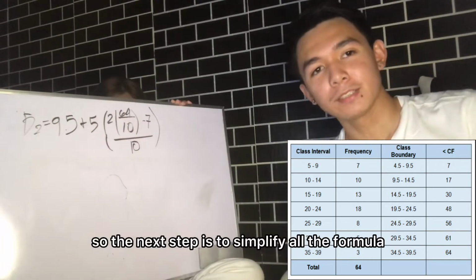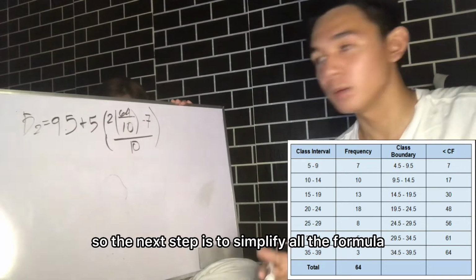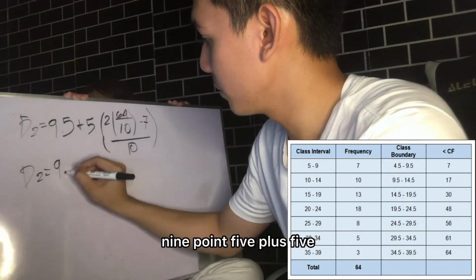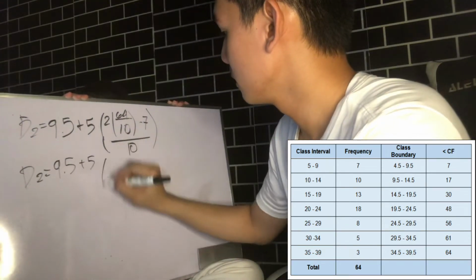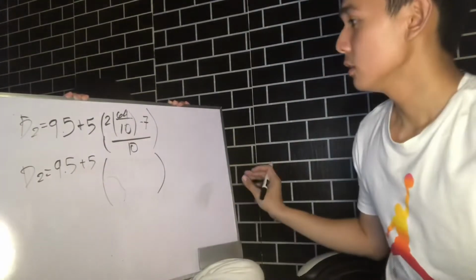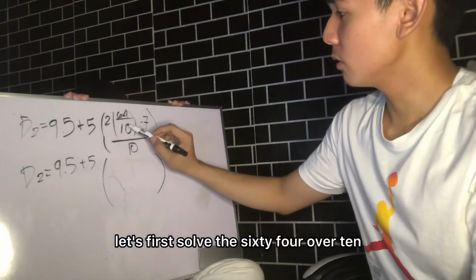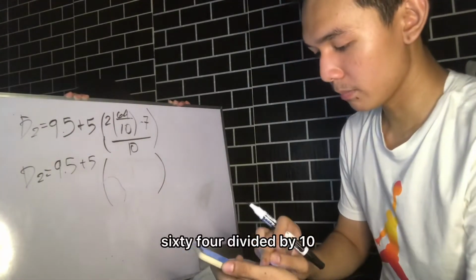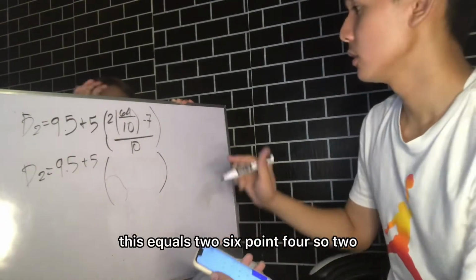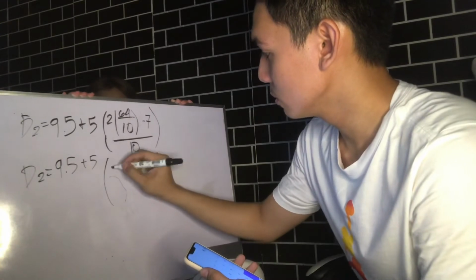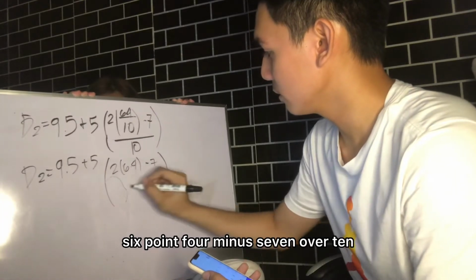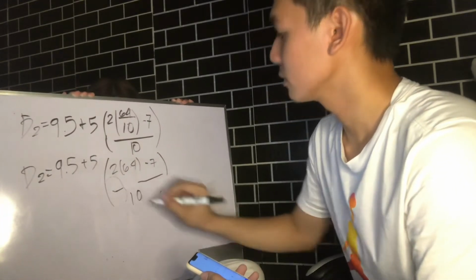So the next step is to simplify the formula. Let's start. D2 equals 9.5 plus 5. Then we're gonna follow the PEMDAS rule to solve this equation. Let's first solve the 64 over 10. 64 divided by 10 is equal to 6.4. So 2 times 6.4 minus 7 over 10.